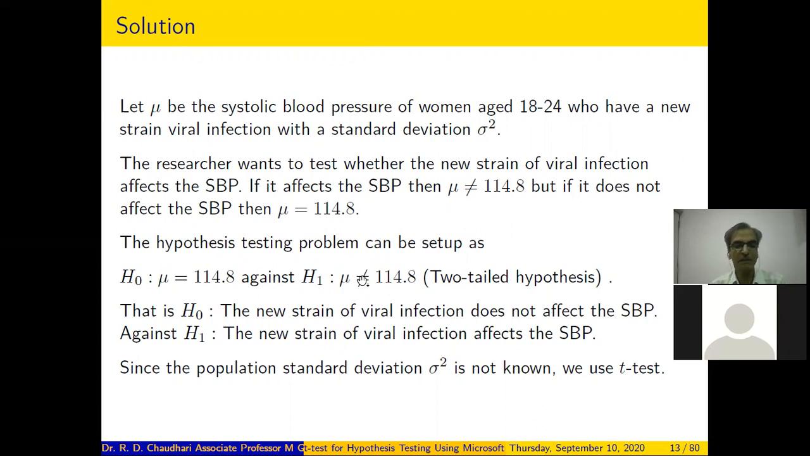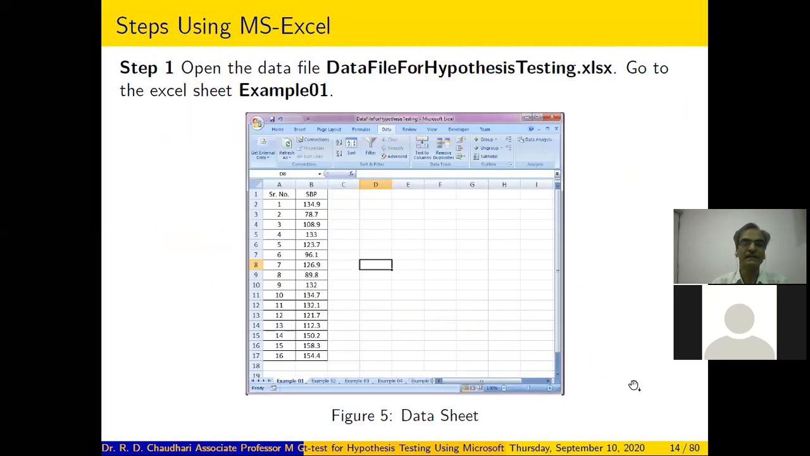The same statement can also be written as the null hypothesis H naught: the new strain of viral infection does not affect SBP because mu is 114.8. If it affects, then mu is not equal to 114.8. Now, since the population standard deviation sigma square is not known, we use one sample t-test.